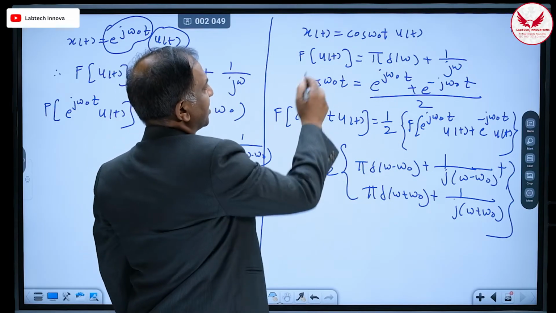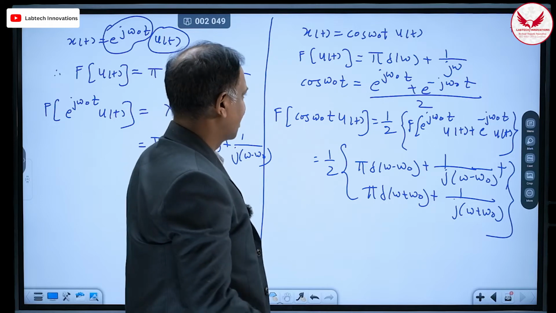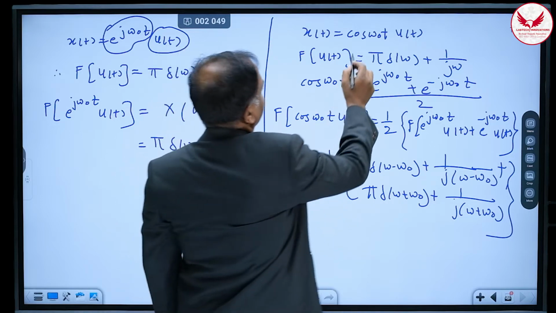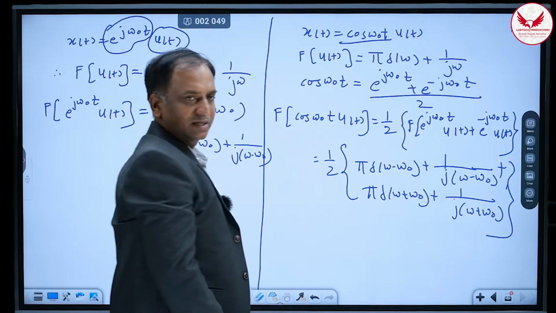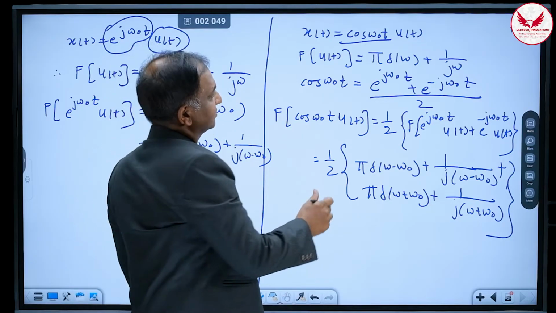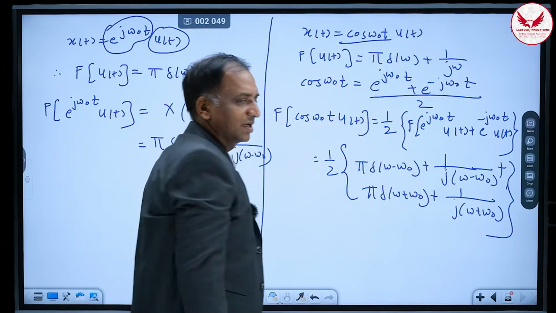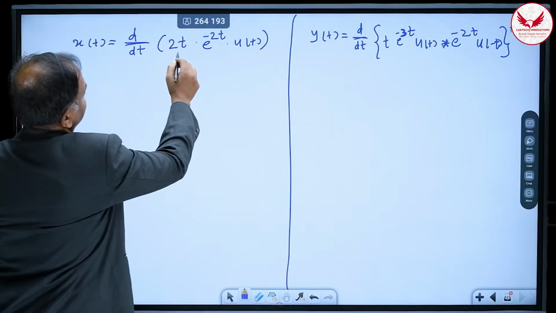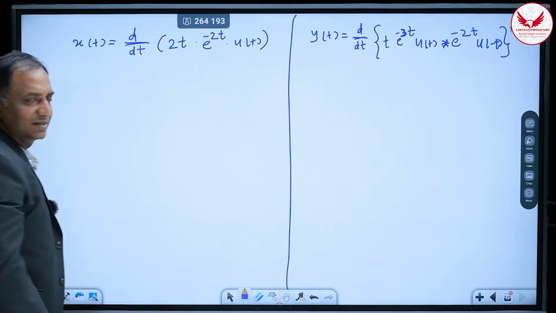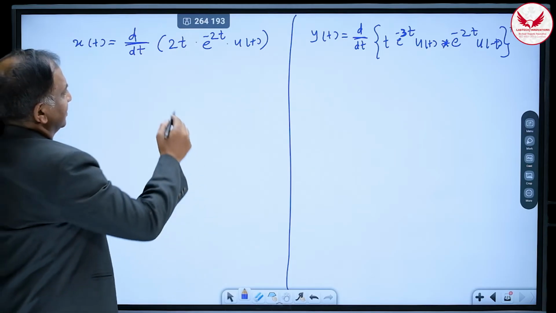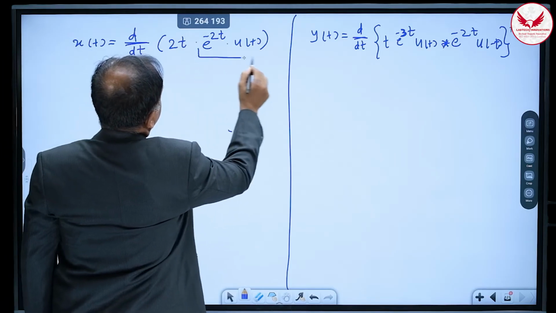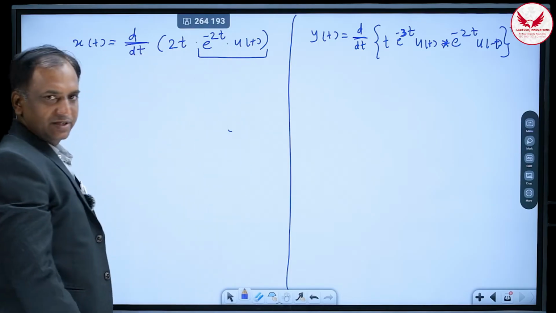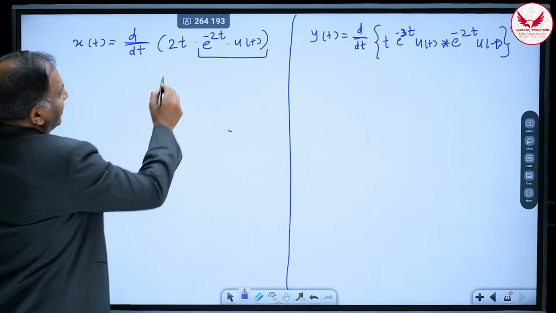Similarly, you can find out the Fourier transform of sin omega 0 t u of t. Only remember, the Fourier transform of cos omega 0 t u of t is different. Next problem: x of t is equal to d by dt of 2t e raised to minus 2t u of t. Here, if you look at this signal, it is one signal, e raised to minus 2t u of t, and this signal is multiplied by t.